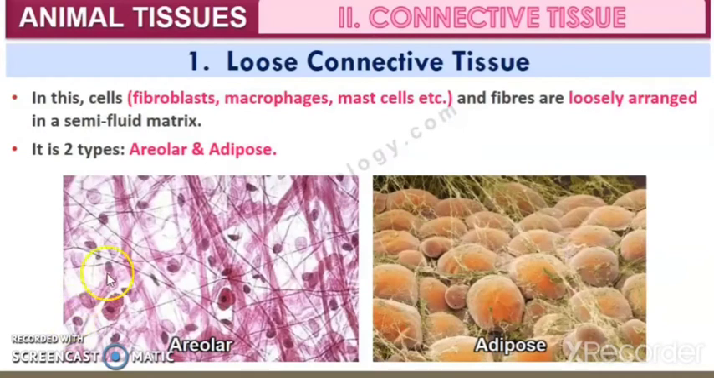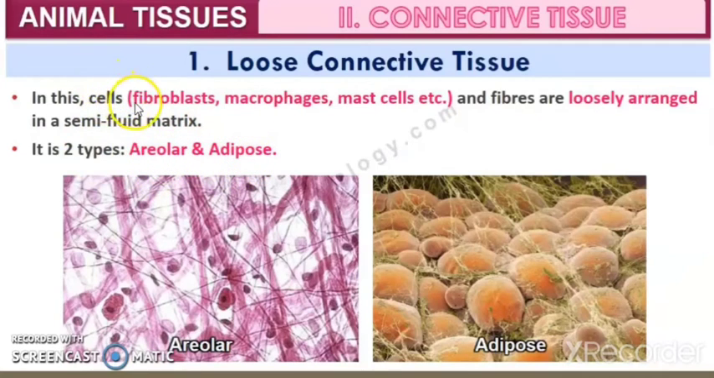You can see it here, right? They are not very tightly packed. They are arranged loosely in the semi-fluid, which is the ground substance. The cells and fibers are loosely arranged. And as I said, loose connective tissue is of two types: areolar and adipose connective tissue.